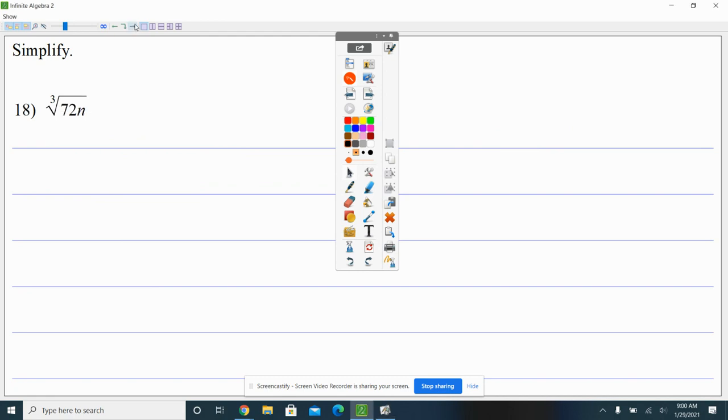Again, it's not a perfect cube. None of these really are, but I hope that's enough to get you going on what a perfect cube is and what it's not, and how to simplify those radicals with variables.